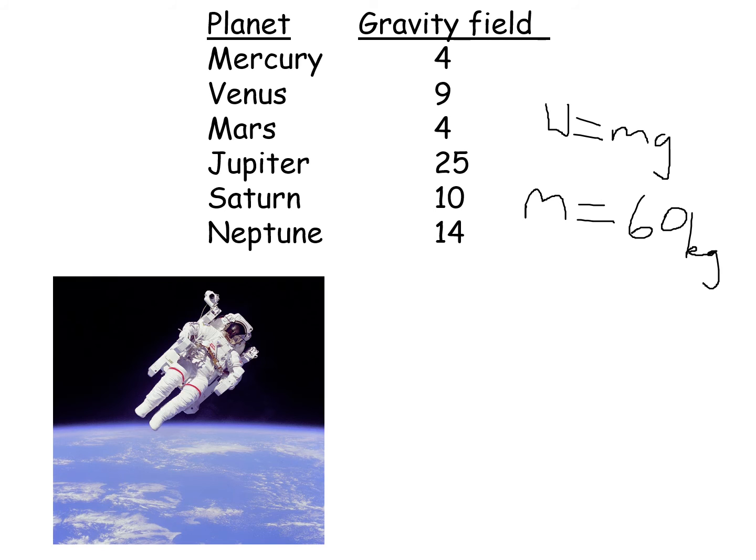And what you'll find is that Jupiter is the biggest planet, so your weight will increase if you go to Jupiter. Mercury is the smallest planet along with Mars, so if you went to Mercury, your weight would get less. However, your mass, in this case 60 kilograms, would still stay the same regardless of which planet you're on.